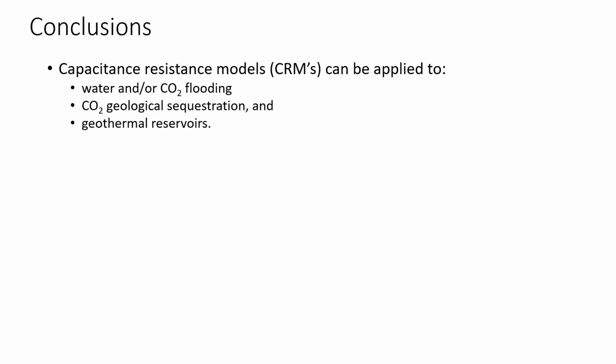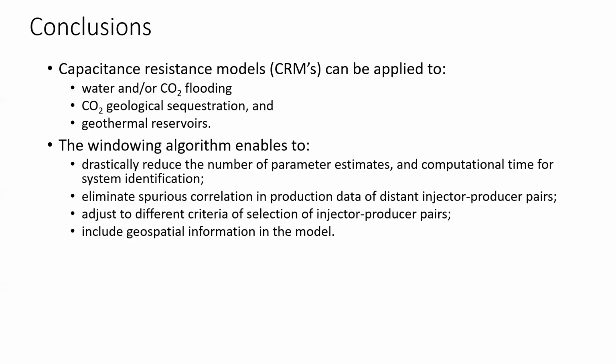And finally, the conclusions. Capacitance resistance models can be applied to water and CO2 flooding, CO2 geological sequestration, and geothermal reservoirs. The windowing algorithm enables us to drastically reduce the number of parameters estimated and the computational time for systems identification, eliminates spurious correlation in production data of distant injector-producer pairs, adjusts to different criteria of selection of injector-producer pairs, and includes geospatial information in the model.